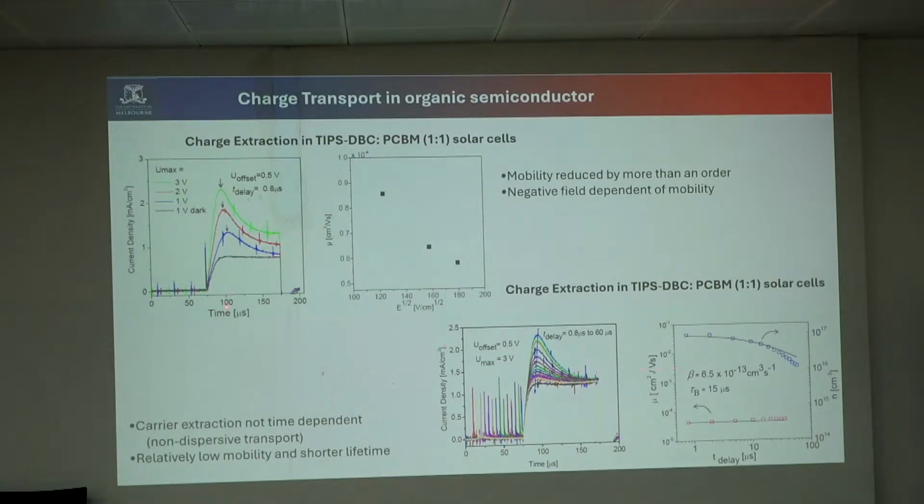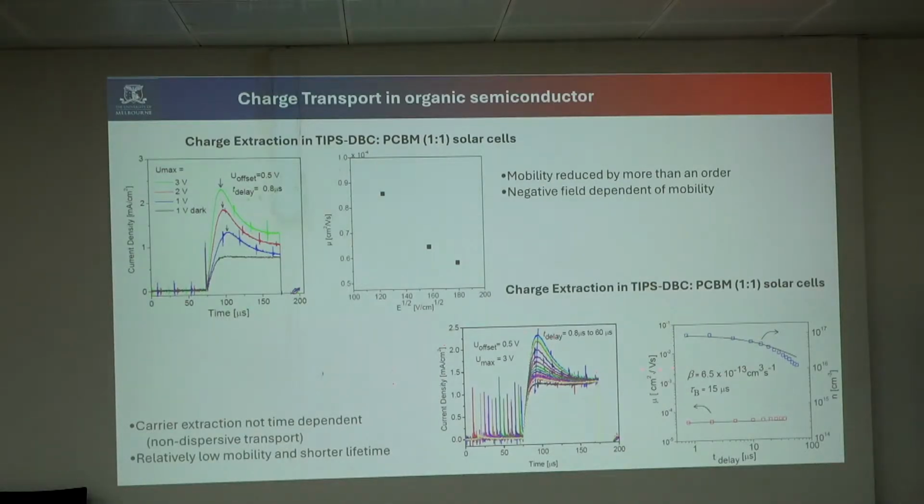But this varying current doesn't affect the carrier extraction time. That's why I said the carrier extraction is not time dependent. Everything is extracted at the same time. Irrespective of what voltage you apply, the maximum current always falls at the same point. You can see that. And the mobility only varies according to the thickness of the field effect actually. So everything is a linear variation.